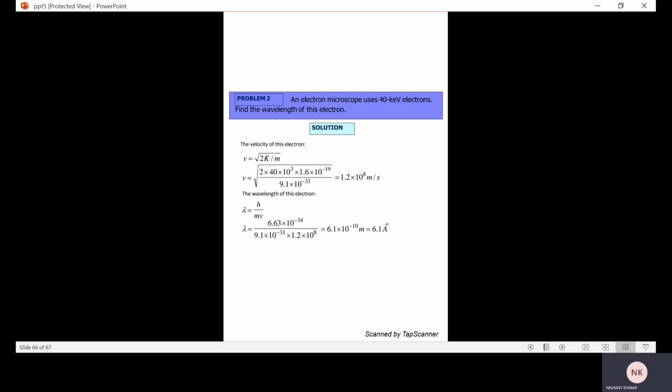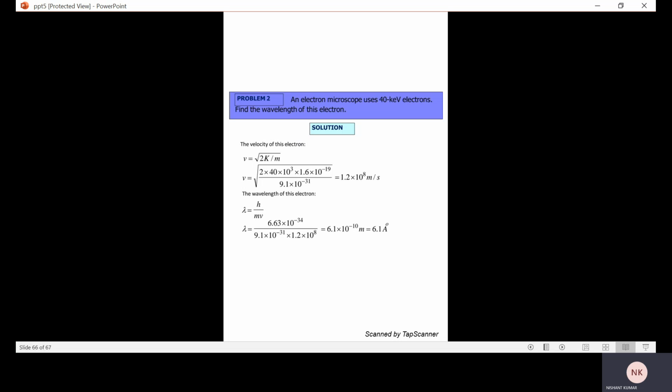This is the second problem. The electron microscope uses 40 kilovolt electrons. Find the wavelength of the electron. We can write velocity equal to root under 2K by m. This formula comes from kinetic energy equal to half mv squared. So v is equal to root under 2K by m. On putting in the numerical values, v comes to 1.2 times 10 to the power 8 meter per second.